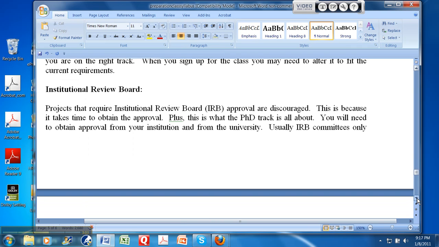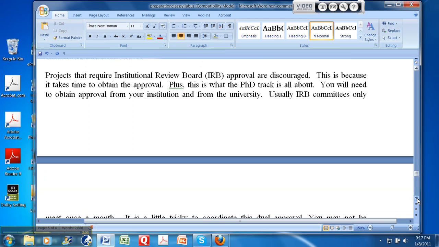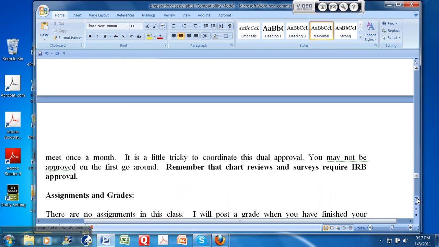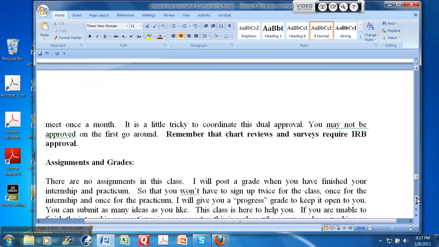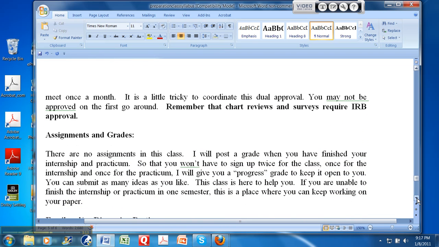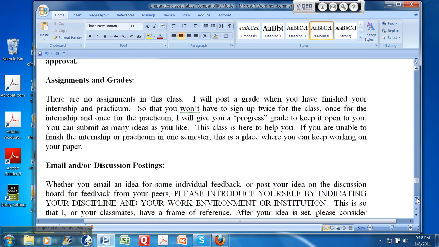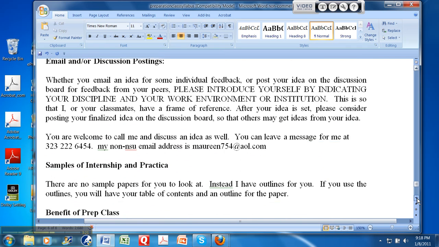Remember that this is developmental research. Anything that requires IRB approval is discouraged, especially because now there's the PhD track. And remember that chart reviews and surveys, any kind of instruments, require IRB approval, so those are discouraged.